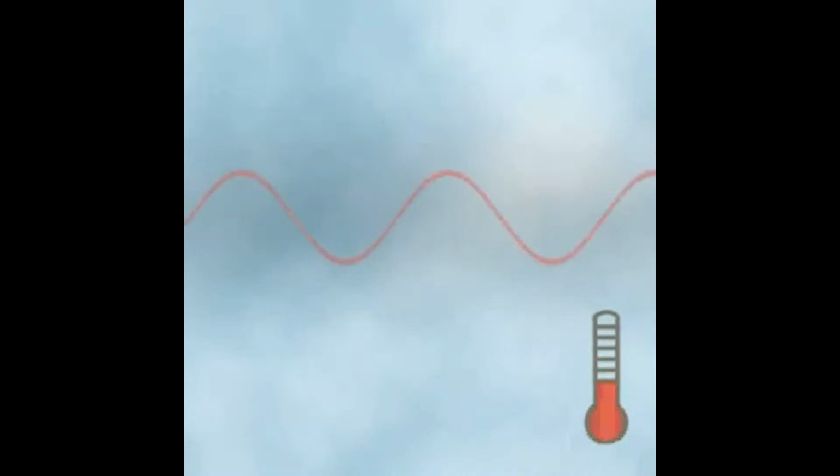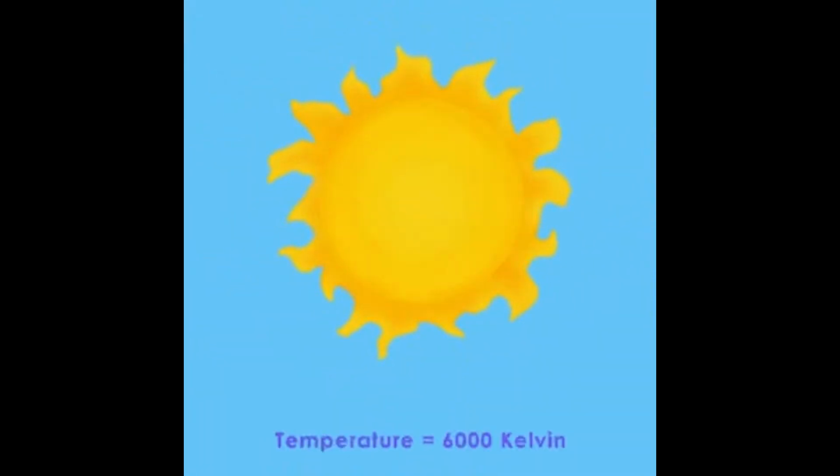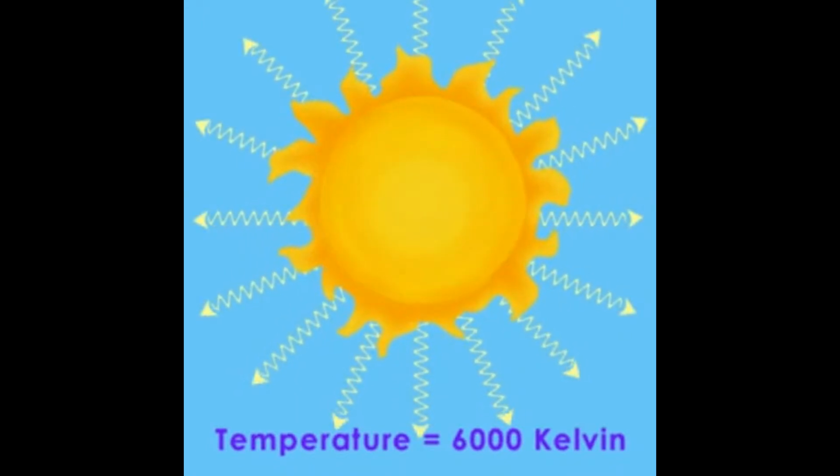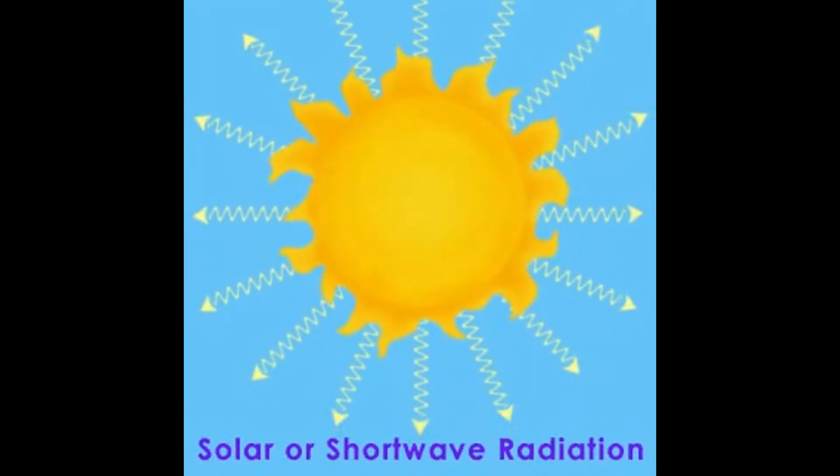The wavelength of emitted radiation is determined by the temperature of the object it comes from. The higher the temperature, the shorter the wavelength of emitted radiation. The Sun, with its high surface temperature, emits a great deal of high-energy, short wavelength radiation. Energy emitted by the Sun is also referred to as solar or shortwave radiation.